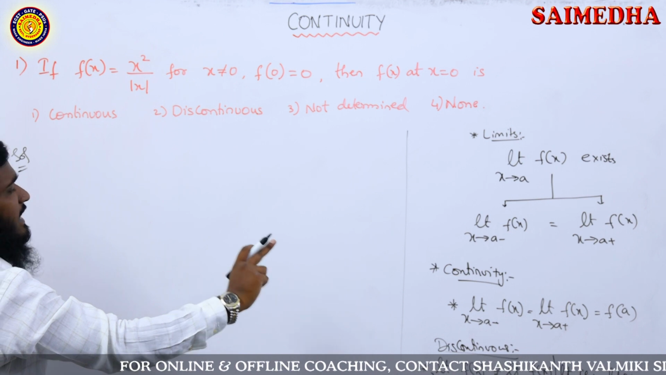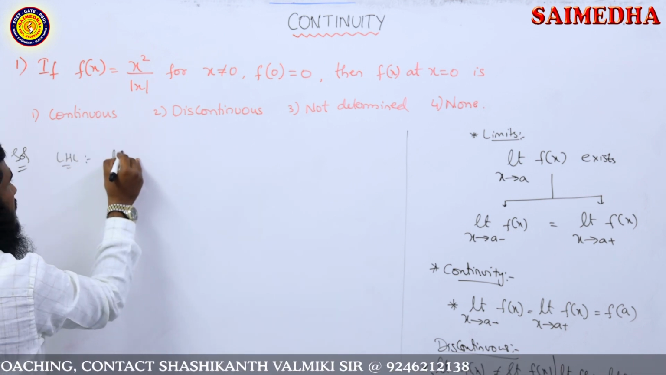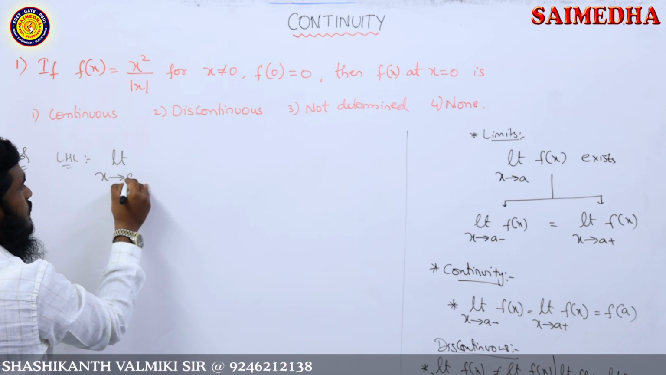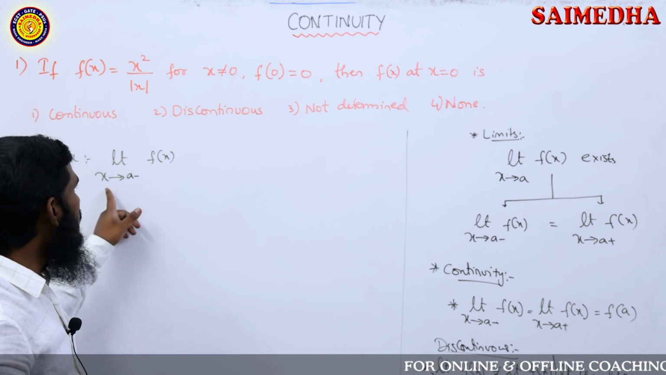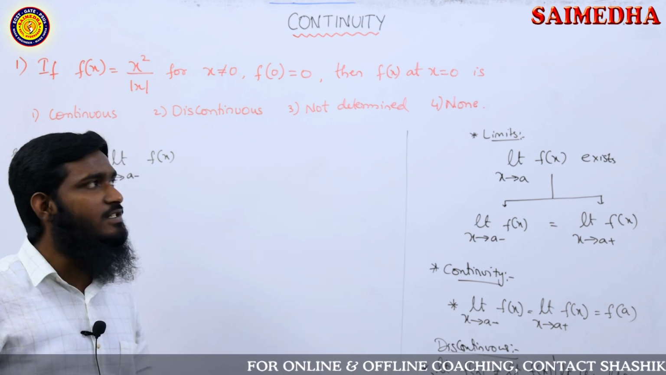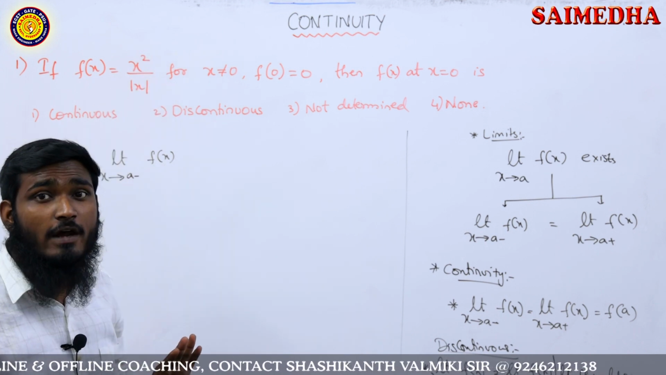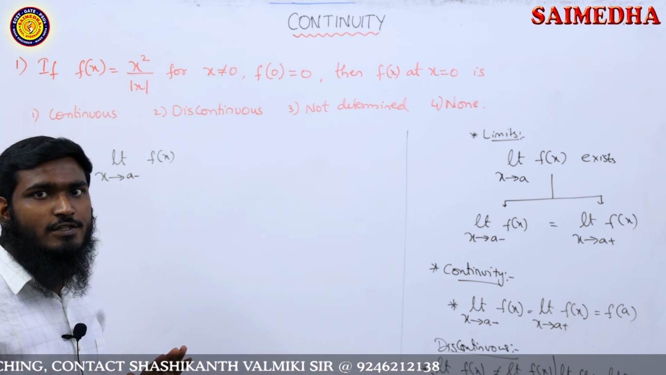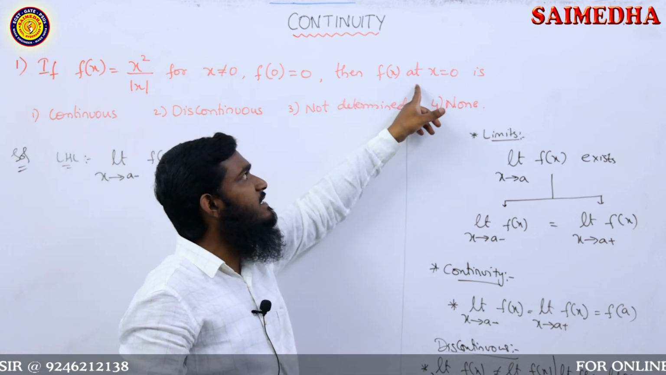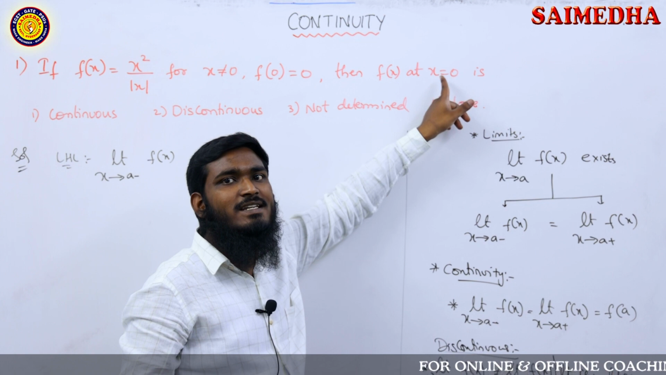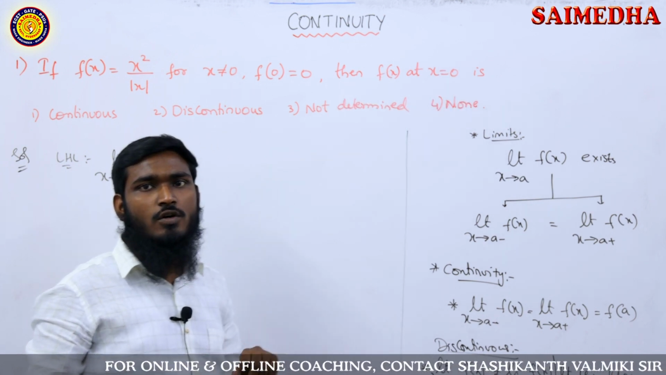Okay. So first LHL part. LHL means what we can write over here? Limit x tends to a minus f of x is given. Okay, limit x tends to a minus f of x. This is LHL part. So f of x means we have to take it as x square by mod x. Now what is a minus part? What is given over here? Then f of x at x is equal to 0. X is equal to a, means what is the value of a? It is equal to 0.